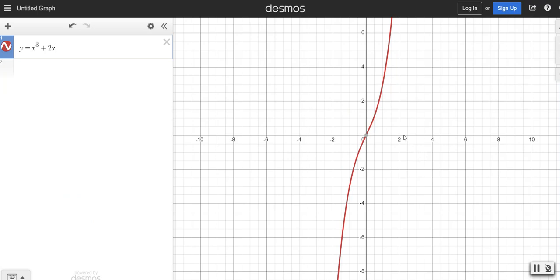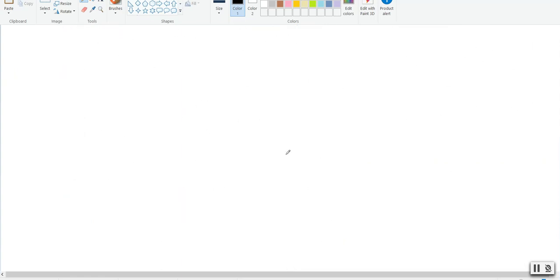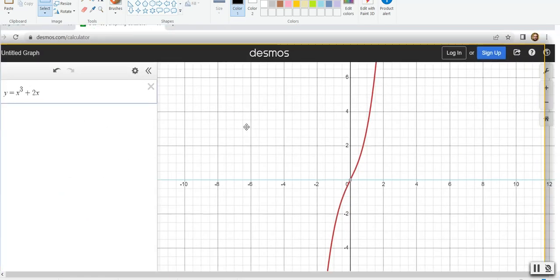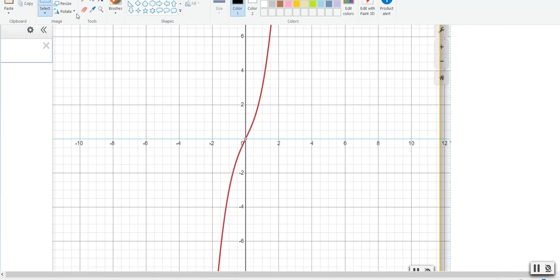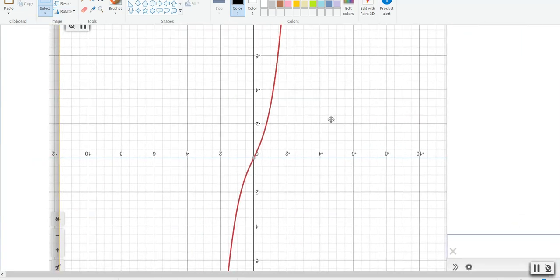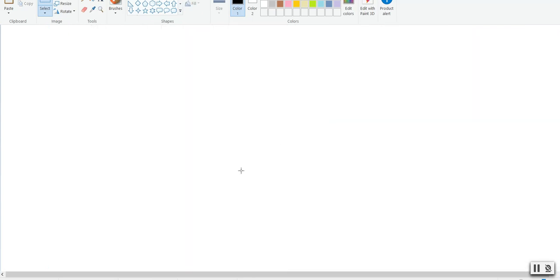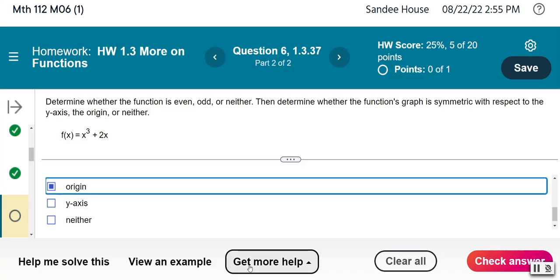So here it is. Here's the picture of x to the third plus 2x. I take it over here. Here it is. And watch what happens when I rotate it 180 degrees or flip it upside down. Look, it looks the same. That means this is an odd function. So it has origin symmetry.